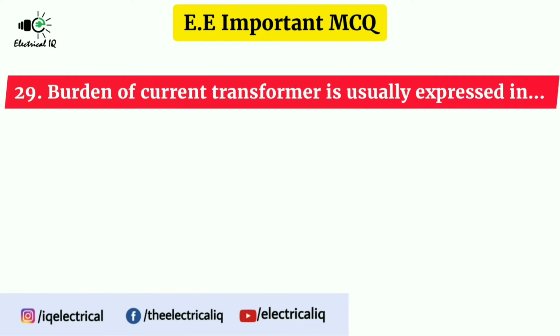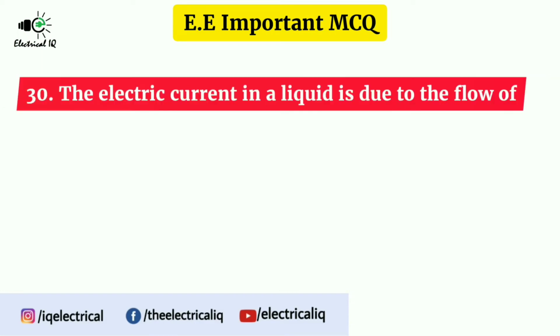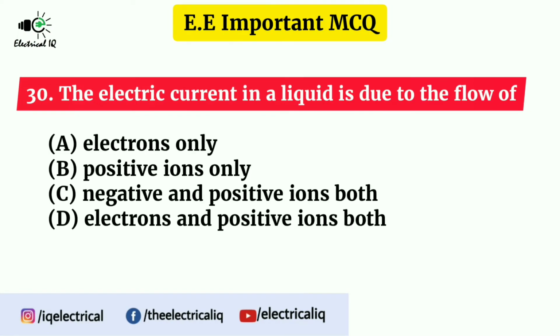Next, burden of current transformer is usually expressed in ampere, volt ampere, kilowatt. Answer: volt ampere. Next, the electric current in a liquid is due to the flow of A electrons only, B positive ions only, C negative and positive ions only, D electrons and positive ions only. So the answer should be negative and positive ions both.